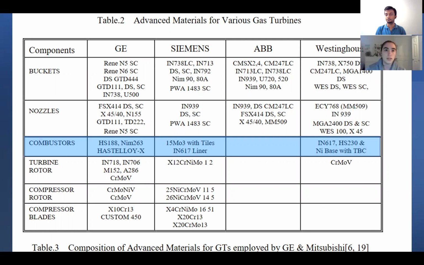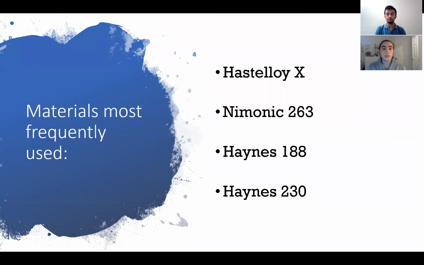So here is a chart of a lot of the different materials that are used in different sections of engines. We're going to focus on the materials used in the combustor because that's where the highest temperatures are reached. You can see that GE, Siemens, and Westinghouse all use primarily nickel-based superalloys to make up their combustors. These materials, the Hastelloy-X, the Inconel, the Haynes 188 and 230, are nickel-based superalloys that are most frequently used by companies to make engines and combustors for those engines.